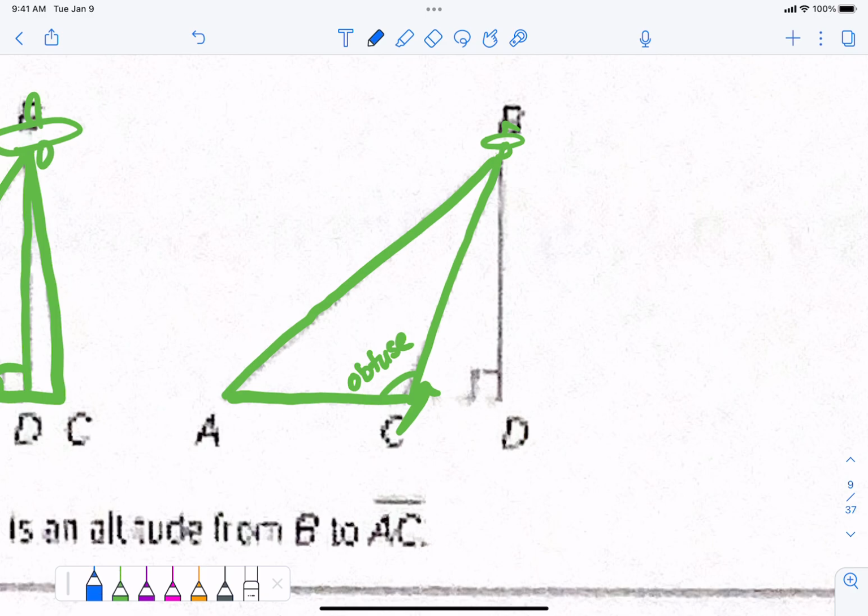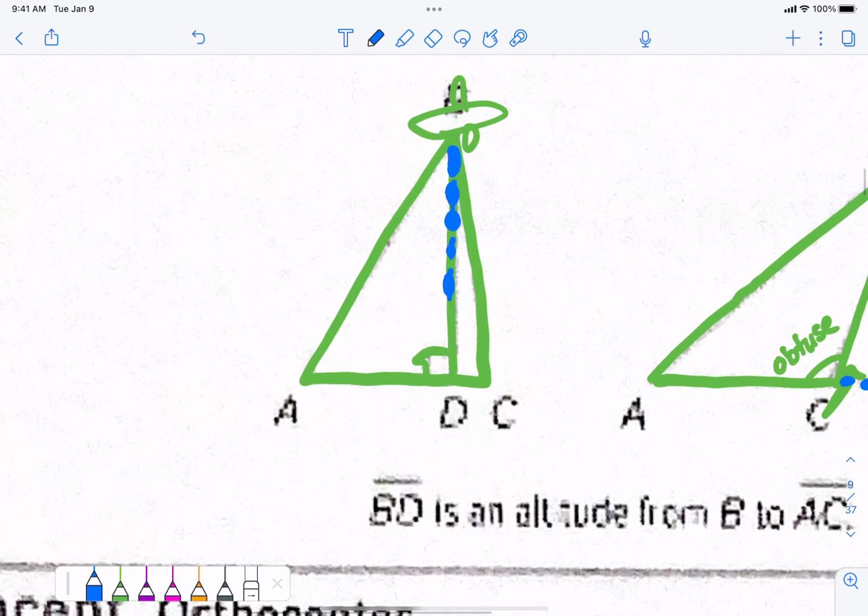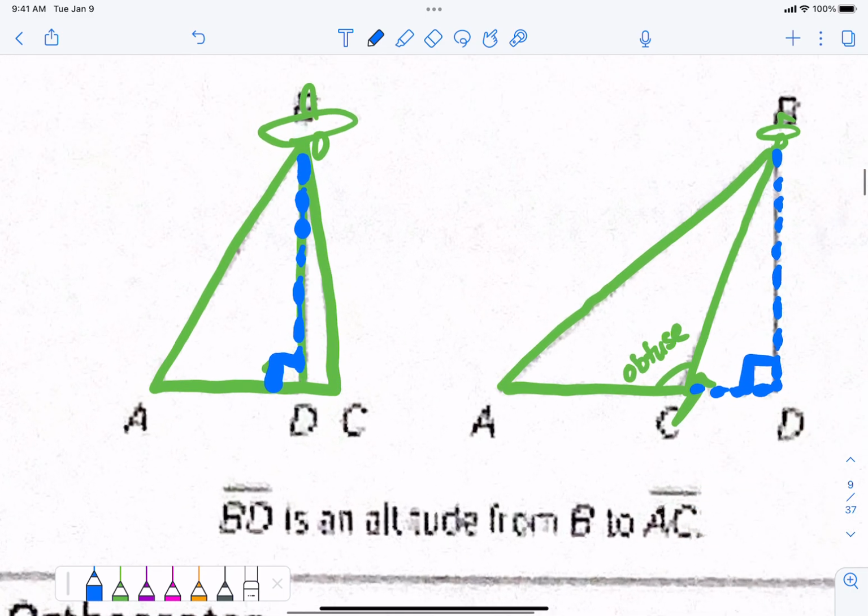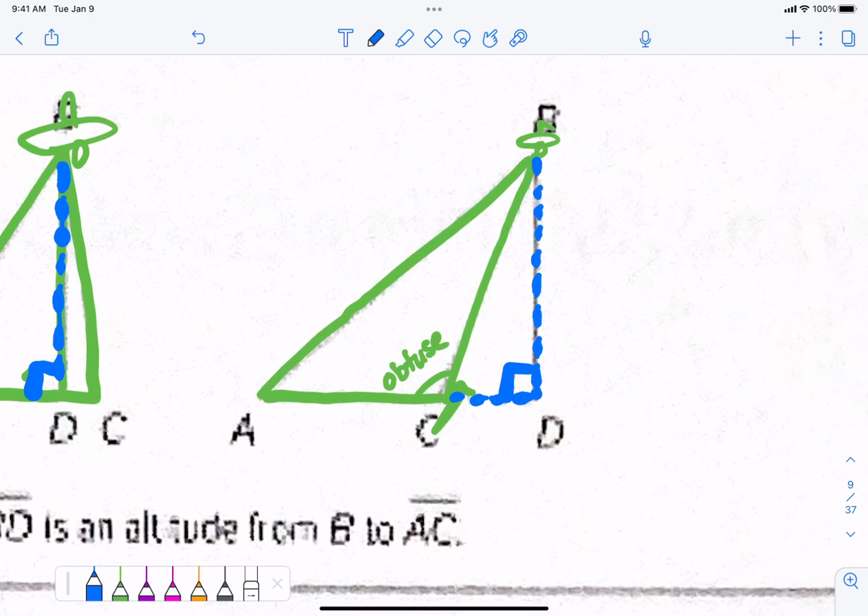And when I do the altitude there and I go straight down, what's going on? Right, the altitude is not inside of the triangle like it was over here. Here's where my altitude is, right? So when you're doing an altitude for an obtuse triangle, it's not going to be in the triangle. It's going to be outside.